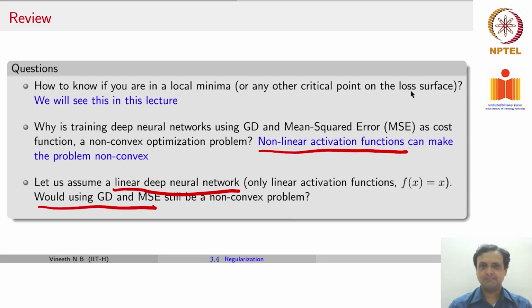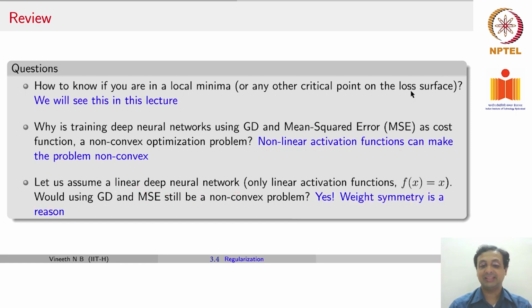From the answer I said earlier, it should be a convex optimization problem because the cost function is mean square error, and I just said that nonlinear activation functions are what could make the problem non-convex. So if you have only linear activations, it should be convex. But the answer is no, it's still not convex. A reason for that is the phenomenon of weight symmetry. There are many other symmetries in a neural network, but weight symmetry is at least one reason.